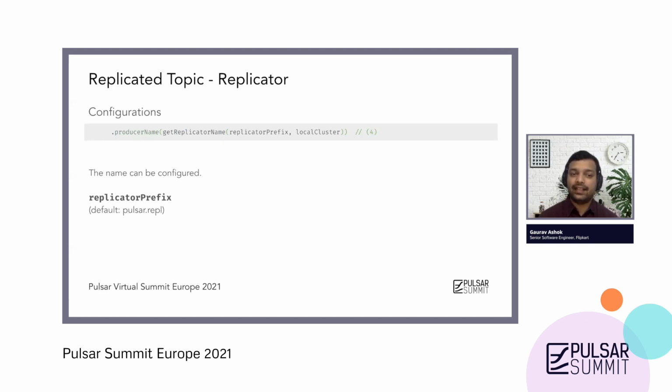As I mentioned, the replicator is just a special consumer. So you can see its cursor information in the admin CLI stats command, and there you will have the name, and you can configure the name to something else if you want to.